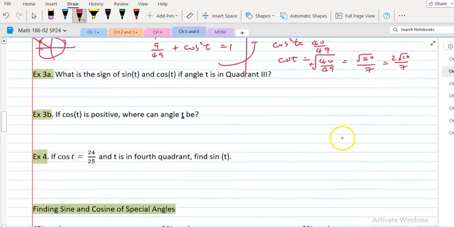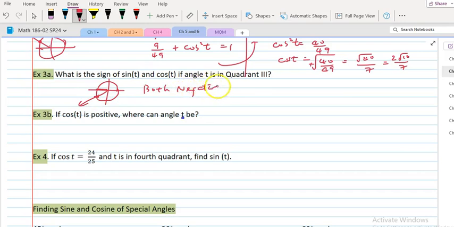So let's do some calculation. What are the signs of sine t and cosine t if the angle is in quadrant 3? Quadrant 3 is here, right? This is quadrant 3. What are x and y? X and y are this point. This point is both negative, right? If you draw it, you know, oh, I have a point in here.